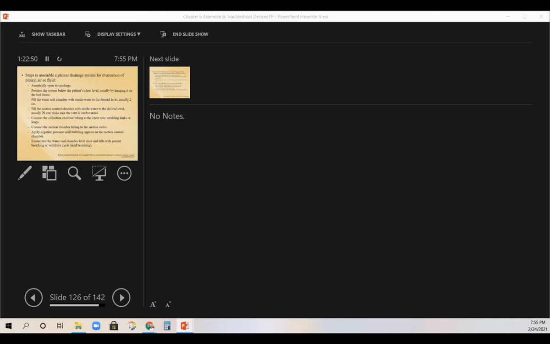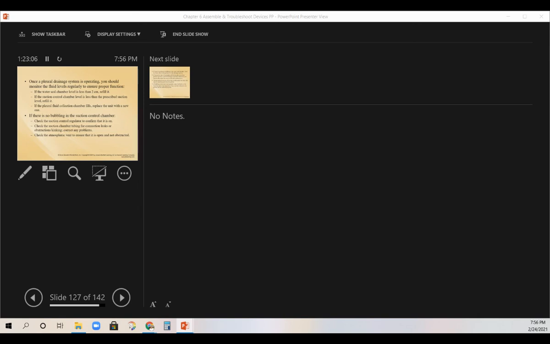Apply negative pressure until bubbling appears in the suction control chamber, and ensure that the water seal chamber level rises and falls with the patient's breathing or ventilator cycle. So that's their tidal breathing. Once the pleural drainage system is operating, you should monitor the fluid levels regularly to ensure proper functioning. So you need to look at those and watch the prescribed suction level.